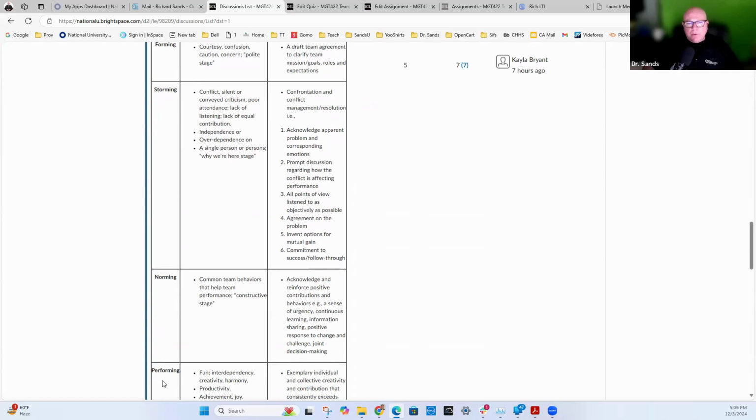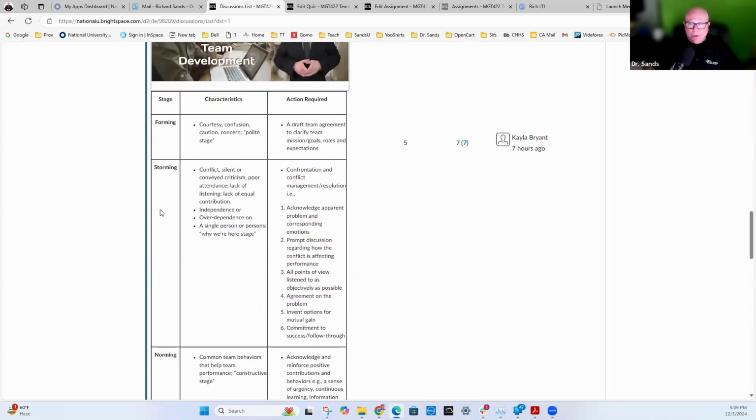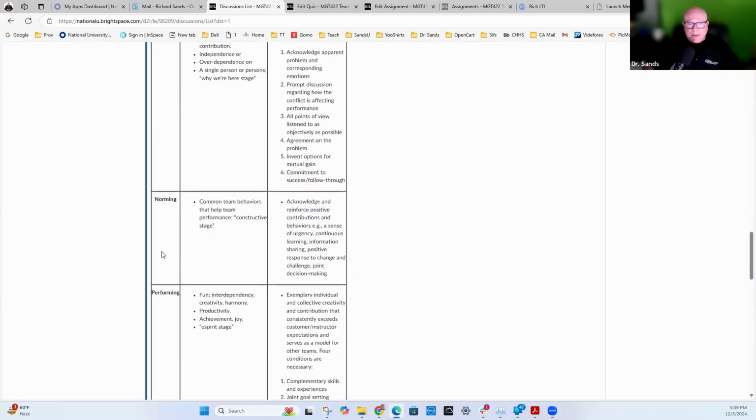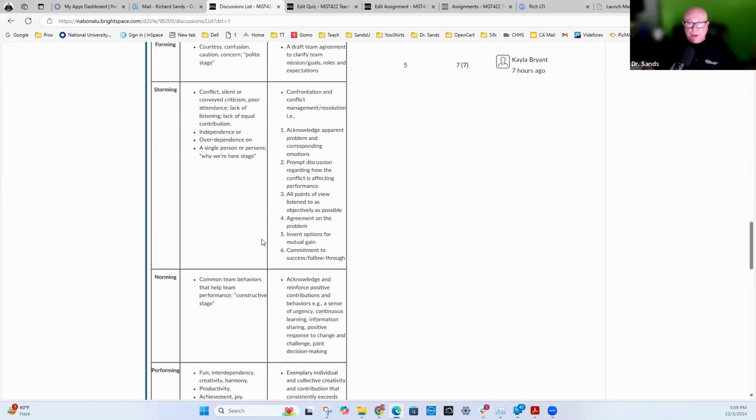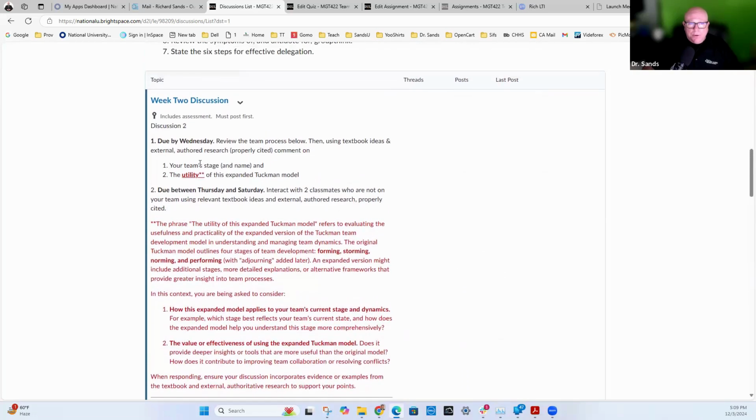Because ideally that's where you want to be. Now, of course, in team cycles, you could get to performing and then backslide to storming. Hopefully you get to performing and are able to stay there. But those are the cycles. And so your team stage, where you're at, and name. Okay. So that's number one. And number two, this is all your initial post due by Wednesday.